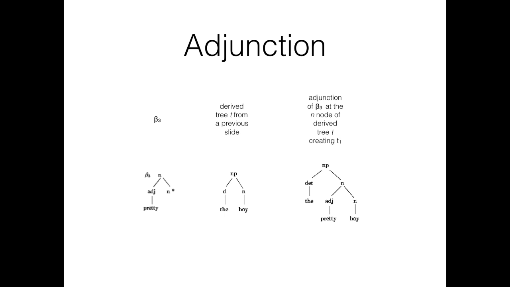On this slide, we see an example of adjunction. We have beta 3, which is an auxiliary tree, and the tree T from the previous slide. We can see that T contains a node N that is the root node of beta 3. We can insert beta 3 at this location and move the N subtree to the footnode of beta 3, resulting in the derived tree T1.